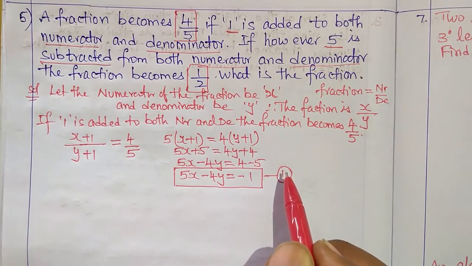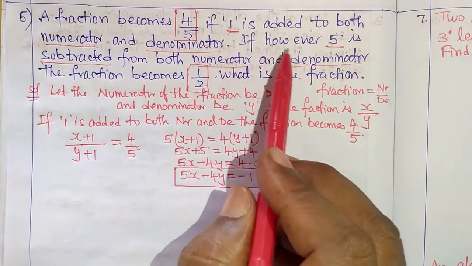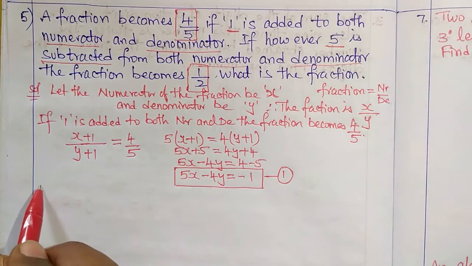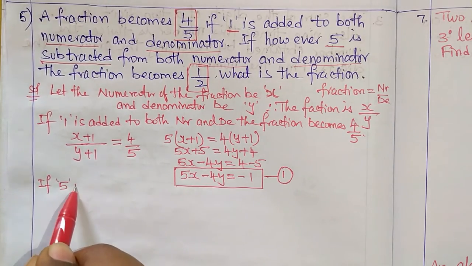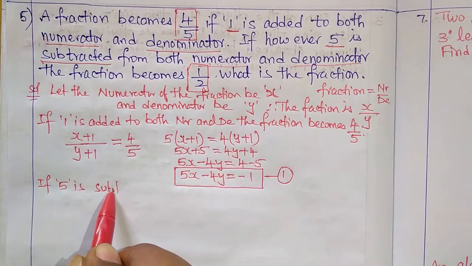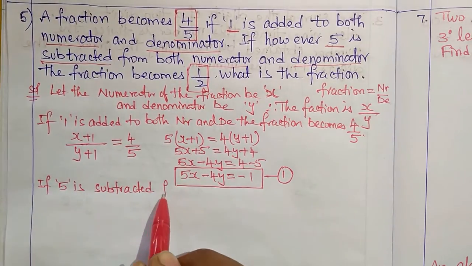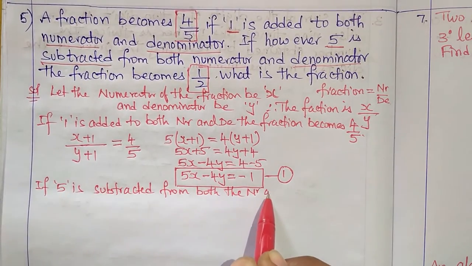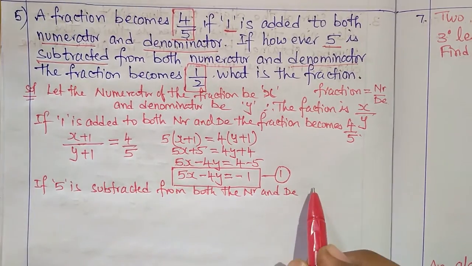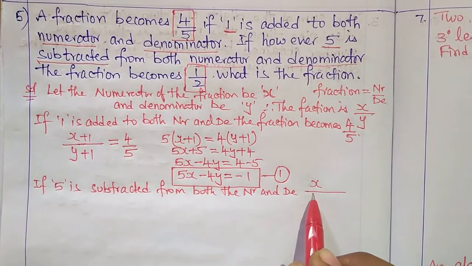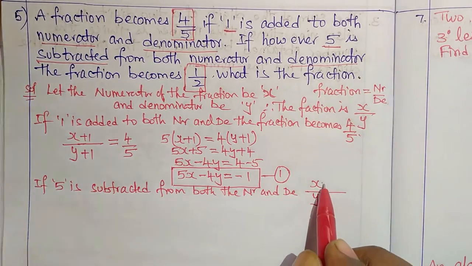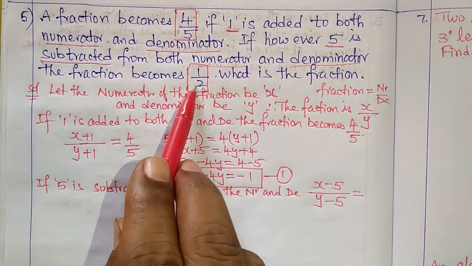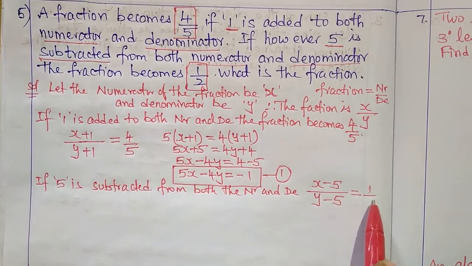Now what is the second condition? If, however, 5 is subtracted from both numerator and denominator. I will write that condition. If 5 is subtracted from both the numerator and denominator, what will happen? X by y is the fraction. 5 is subtracted from both numerator and denominator. What will be the value of the fraction? It will become 1 by 2.